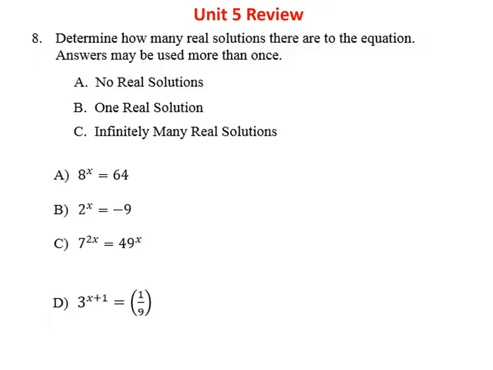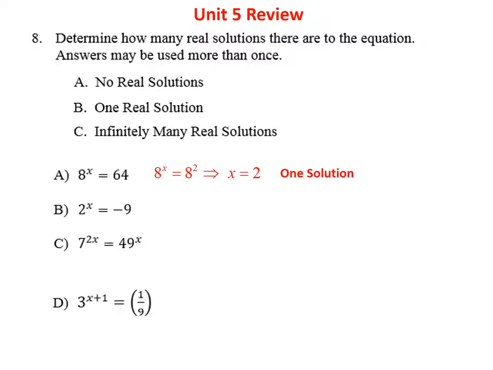And it says answers may be used more than once. We're either going to have no solution, one solution, or infinite solutions. So let's look at the first one. 8 to the x is 64. If you have two numbers with the same base that are equal to each other, then the exponents must be equal. So x must be equal to 2. So in this case, there is a solution. 8 squared is 64, so there's one solution.